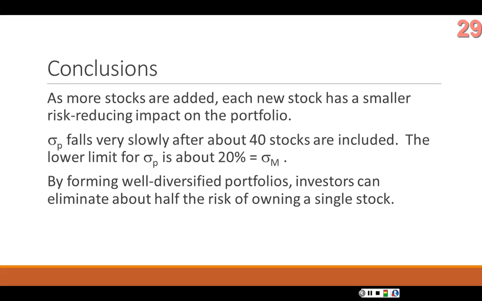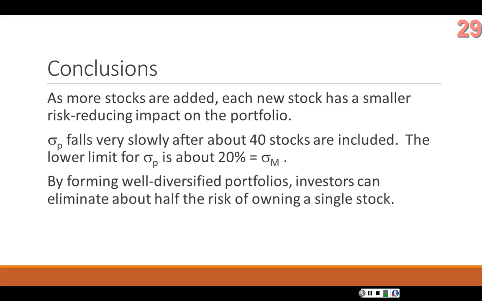So as more stocks are added to the portfolio, each new stock addition has a smaller risk-reducing impact on the total portfolio. The standard deviation falls very slowly after about 40 stocks are included. The lower limit for standard deviation is about 20%. By forming a well-diversified portfolio, investors can eliminate about half the risk of owning a single stock.